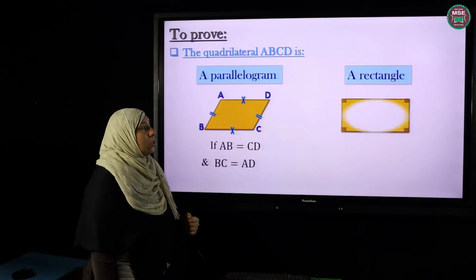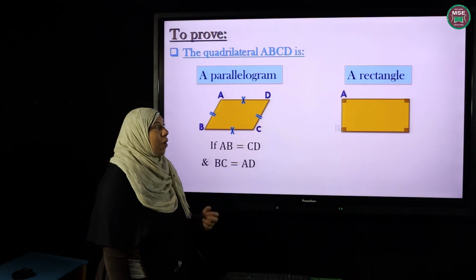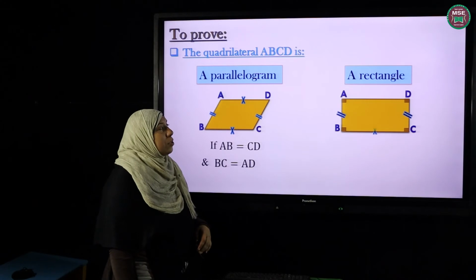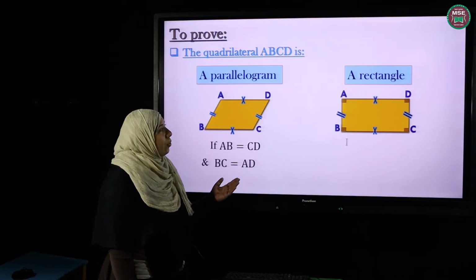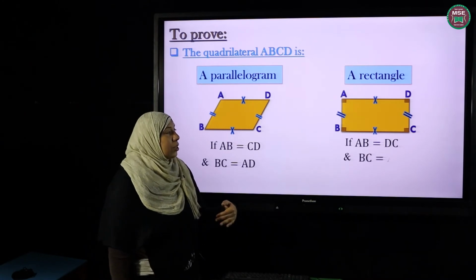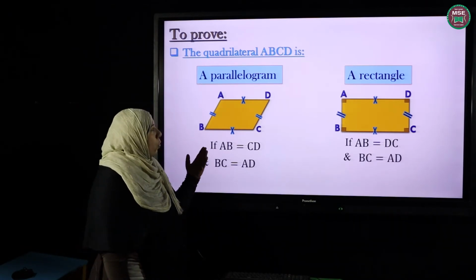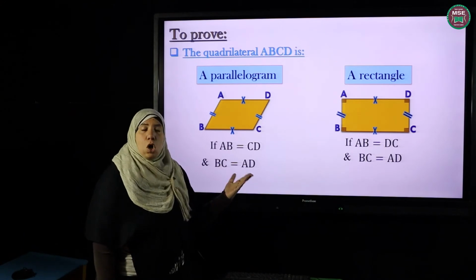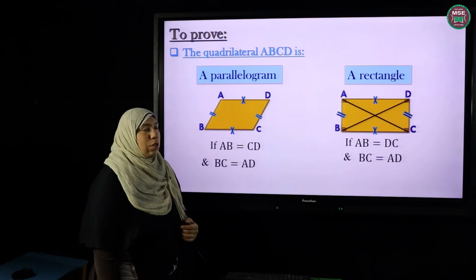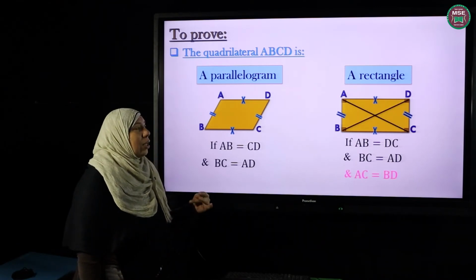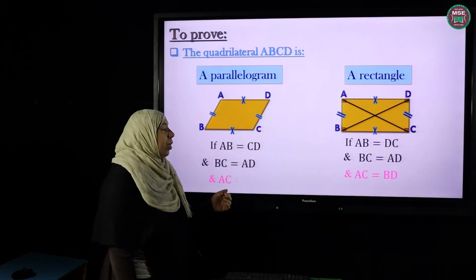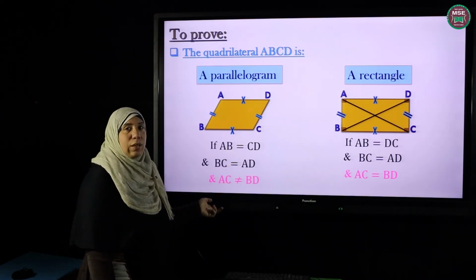The same is done in the rectangle. If I have a rectangle ABCD, I will find also that each two opposite sides are equal. So I will find here that AB equals DC and BC also equals AD. So the parallelogram and the rectangle are like each other. What is the difference between them? The difference is in the diagonals. The diagonals of the rectangle are equal in length, so AC equals BD. But in the parallelogram, the diagonals are not equal.